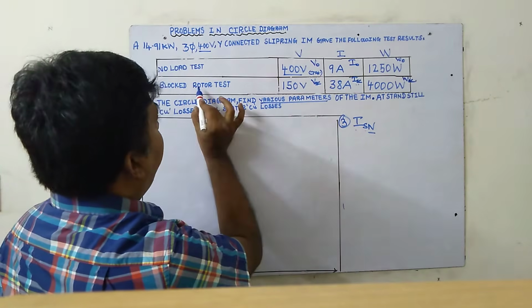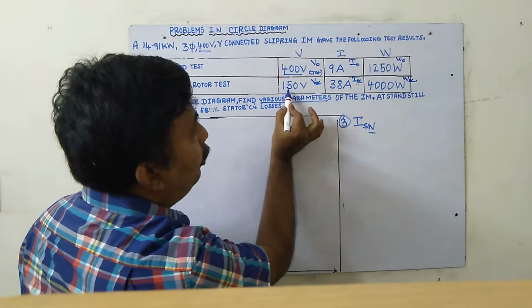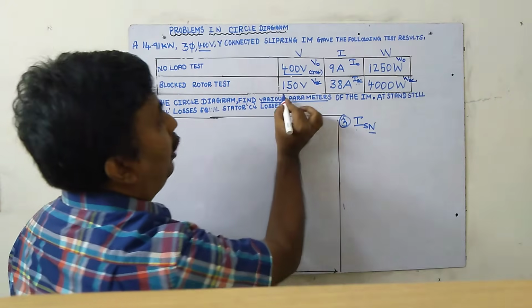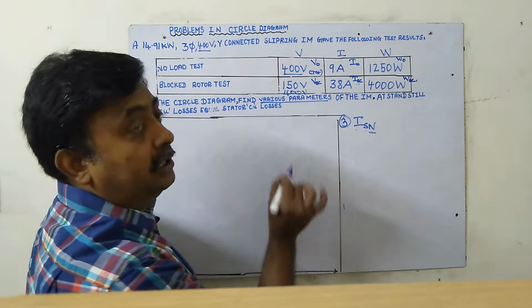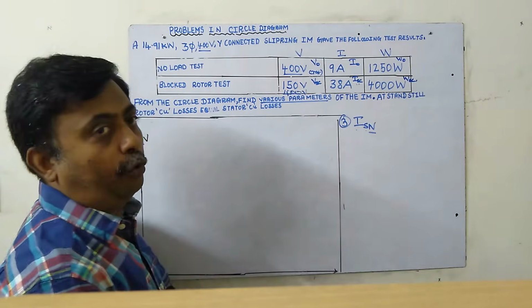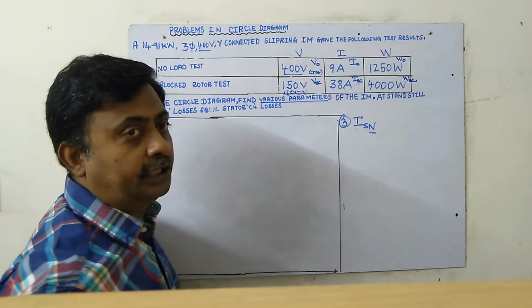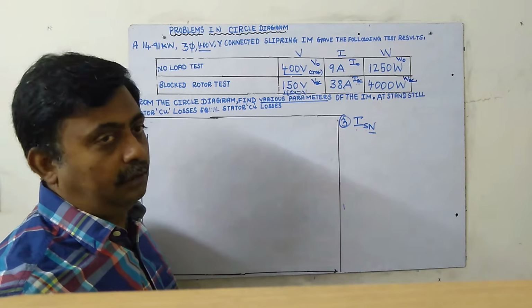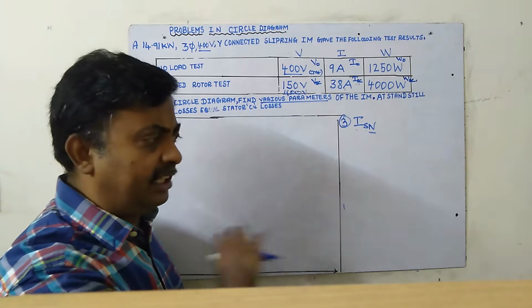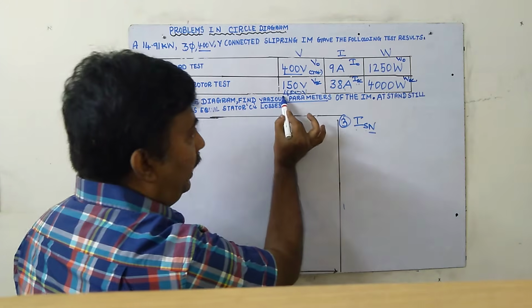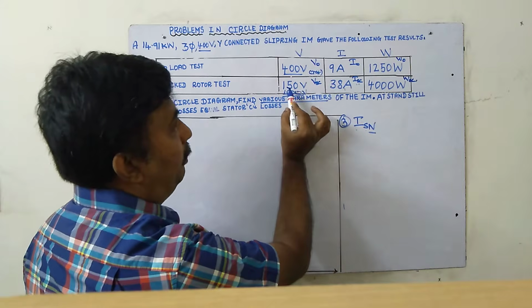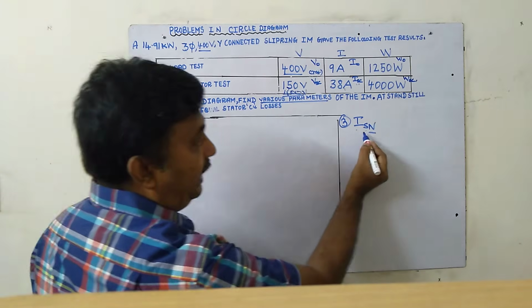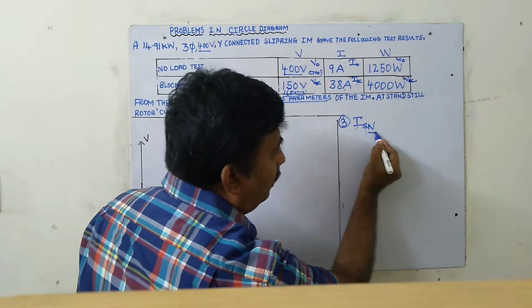Here we have done the blocked rotor test for reduced voltage, 150 volt. Suppose I give normal voltage, that is 400 volt. Practically, if I give 400 volt, the current will be very huge and it will damage the stator windings. So we cannot do the experiment at that voltage, we can do the experiment only for reduced voltage. But here I need short circuit current at normal voltage.